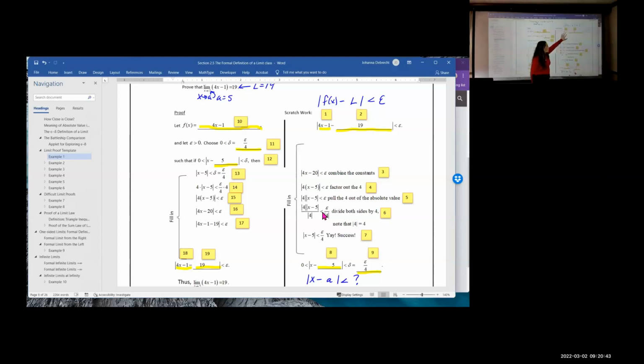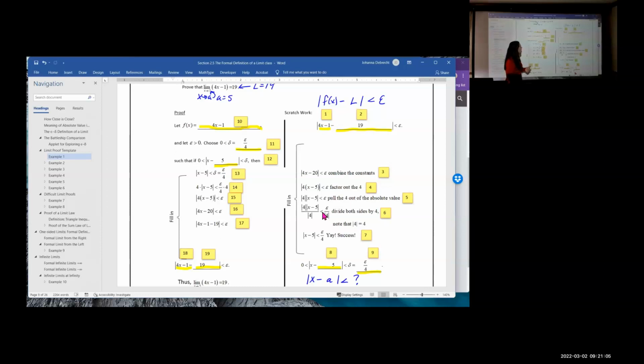So the whole purpose of the scratchwork side is to start with |f(x) - L|, do some algebraic tricks, and get |x - a|. Take whatever it's less than and choose that to be your delta. So now we start the formal definition.